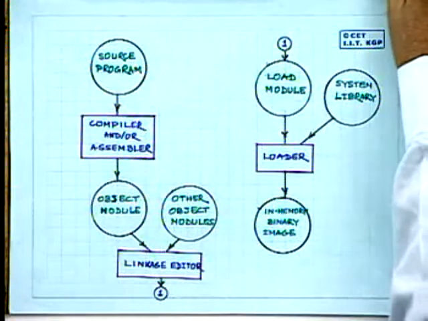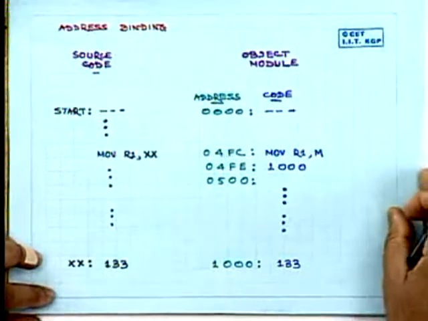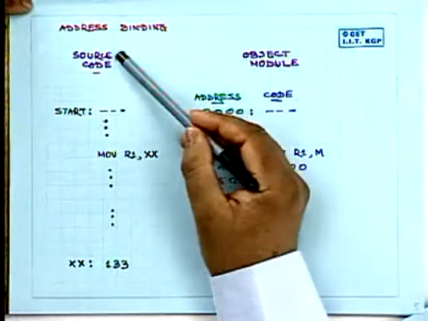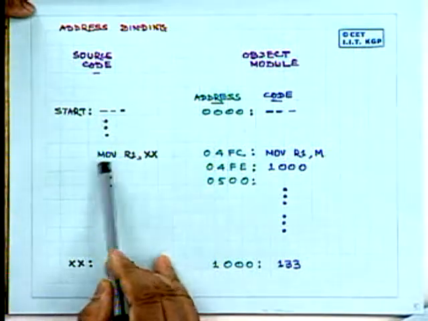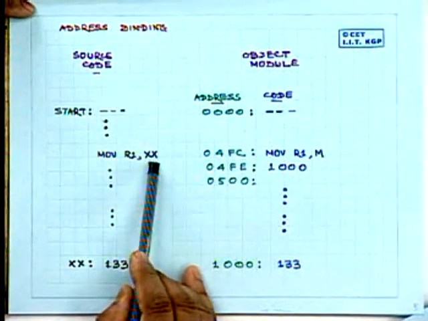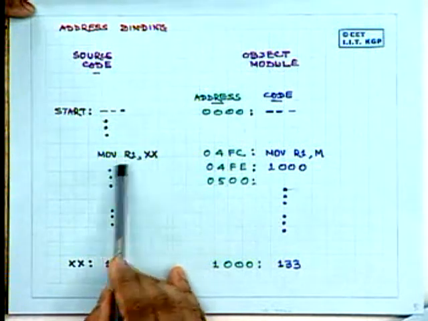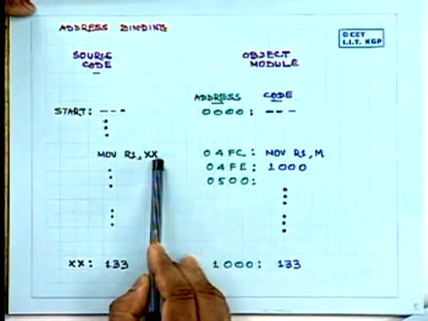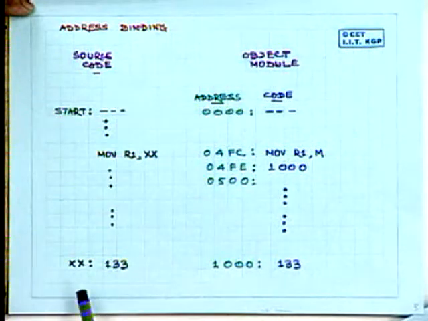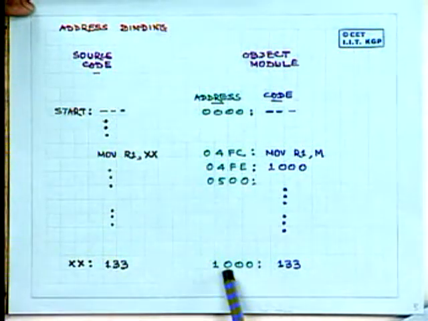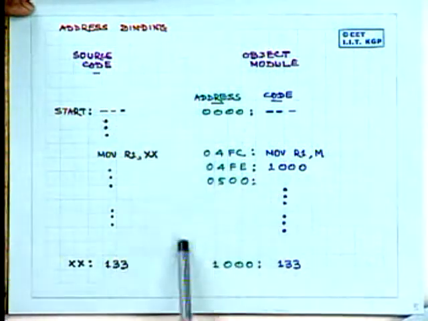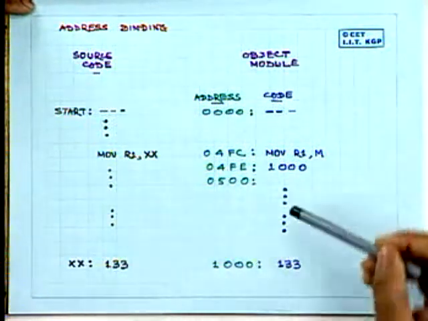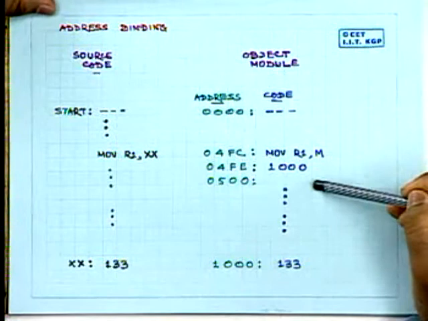Let me give another example. Here we have a source code, once more written in assembly language. Say MOVE with direct addressing, which means the content of memory location XX should be moved to R1, and say the compiler has bound the address 1000 to the memory location XX. Here, side by side, I have shown the translation from this assembly language to, so to say, machine language, partly.